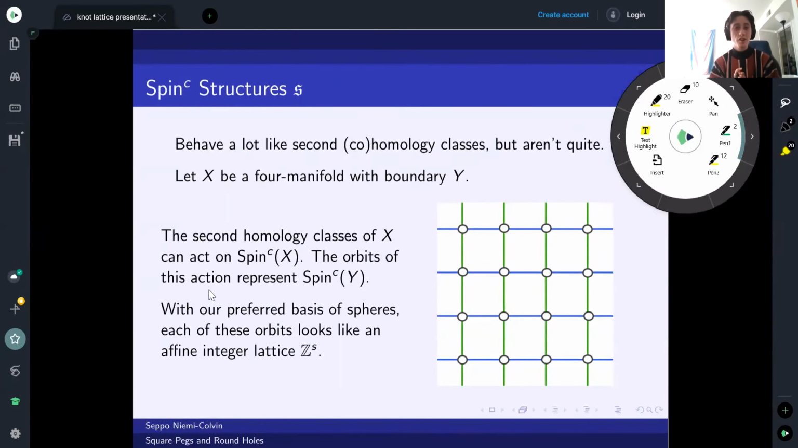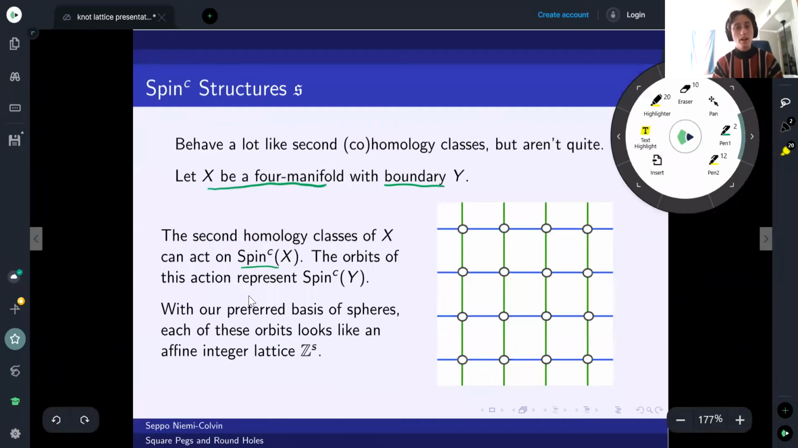I mentioned spin-C structures earlier. I'm actually not going to tell you precisely what they are. They behave a lot like second homology classes, but aren't quite. If you know something about cohomology, they behave even more like second cohomology classes, but still not quite. The details of the difference are technical, and you're going to be most of the way there if you think about them in these terms. If you let X be a four manifold, particularly one of our negative definite plumbings, and Y its boundary, then the second homology classes of X act on spin C of X, and the orbits will represent spin C of Y.